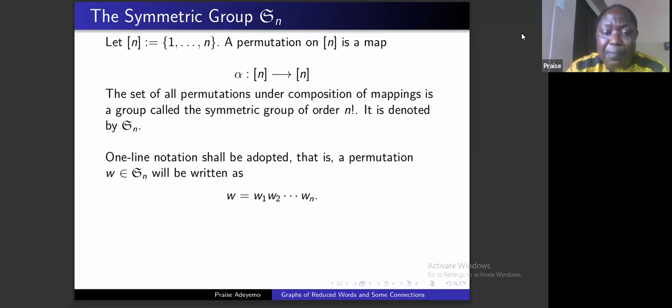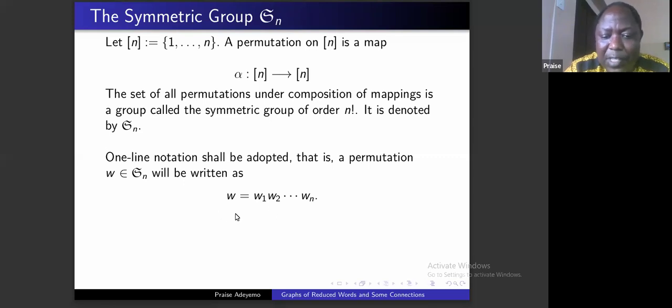Now, about permutations: everybody knows a permutation is a bijective map on a finite set. The set of these is called the symmetric group and is denoted by Sn. There are many ways of writing a permutation, but in this presentation I will stick to one-line notation.